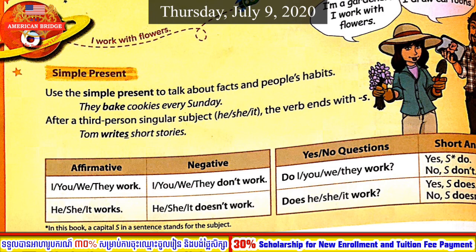And for the negative form, we use don't and doesn't. And for the yes/no questions, we have to start with do or does. And we answer yes I do or no I don't, no she doesn't or yes she does.